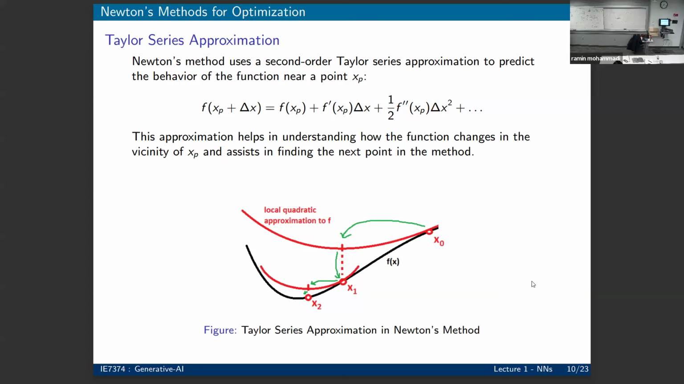So the Taylor approximation says that this is the approximation of the function at this point. This is the minimum; you need to move to this minimum. Then you go here, you do another Taylor approximation, you get the next minimum. You move much faster toward the minimum compared to other techniques. Does that make sense? Yes.